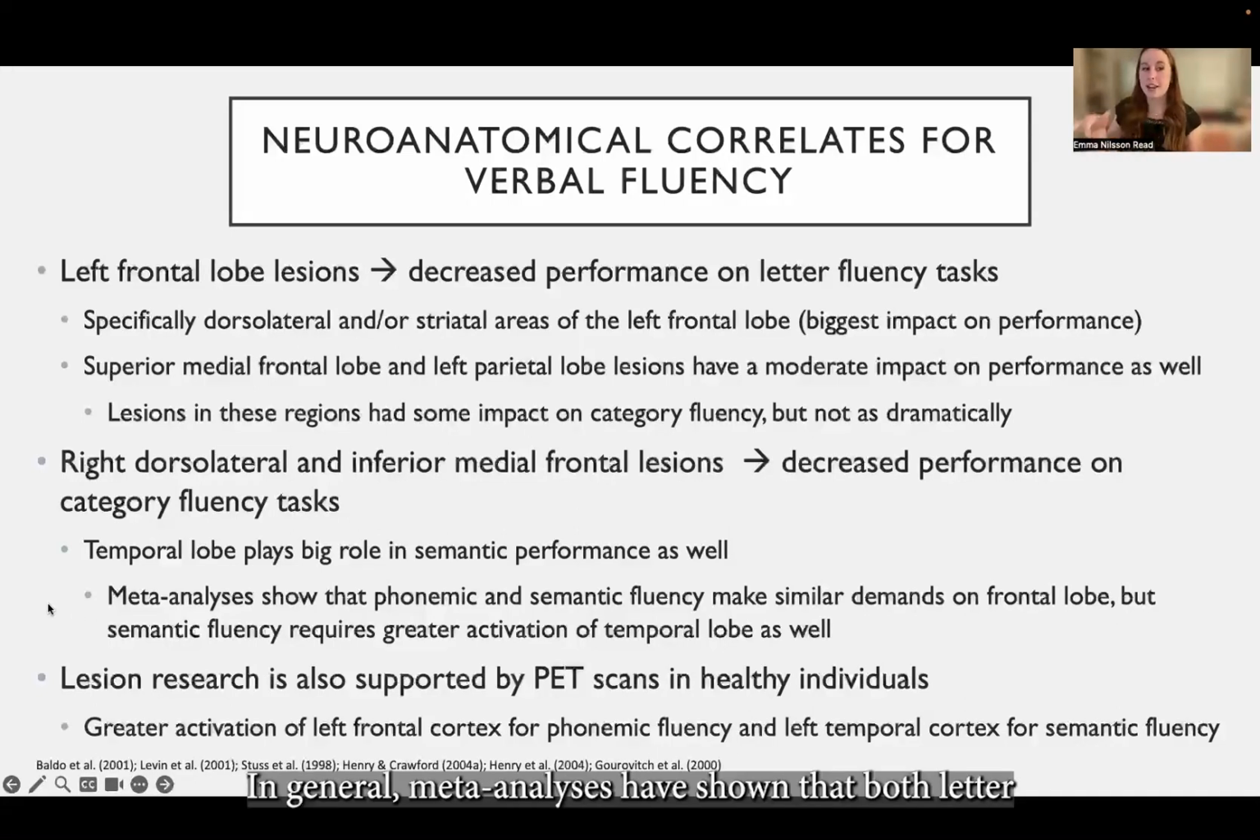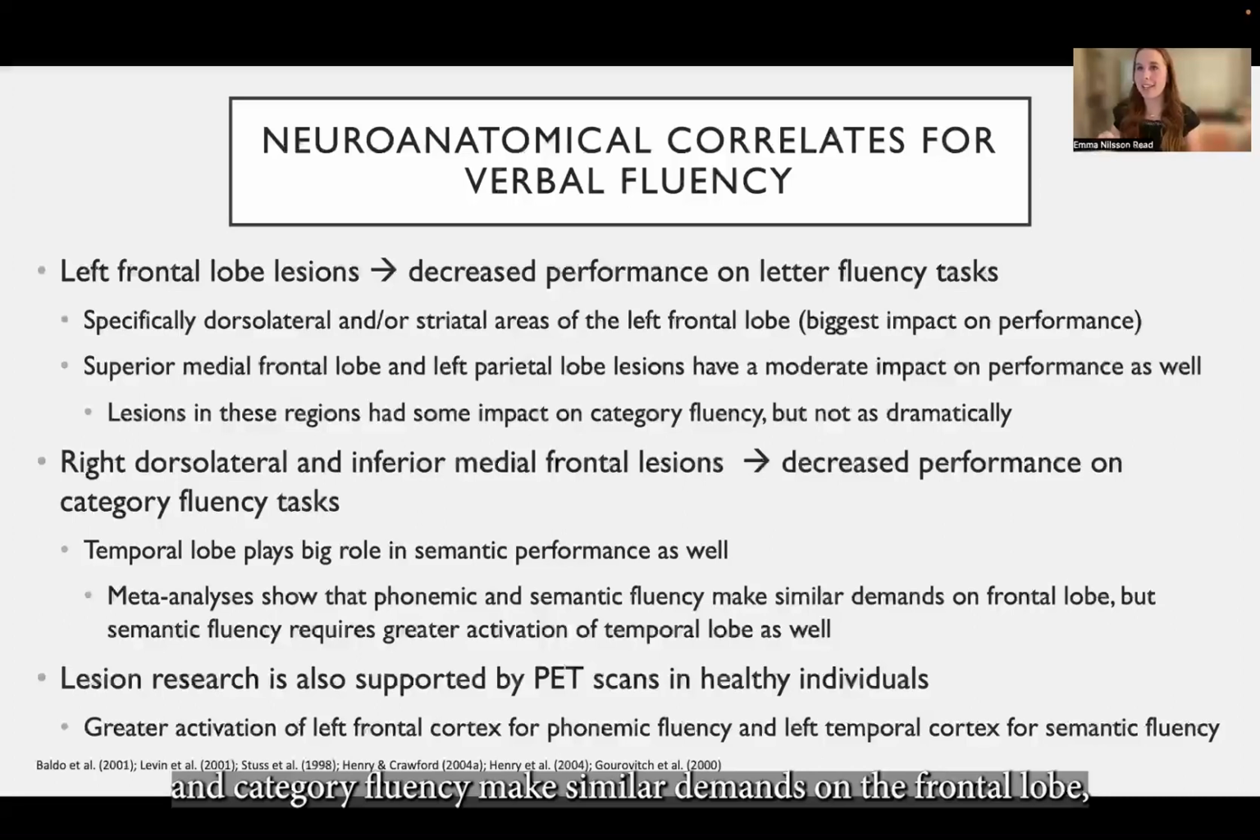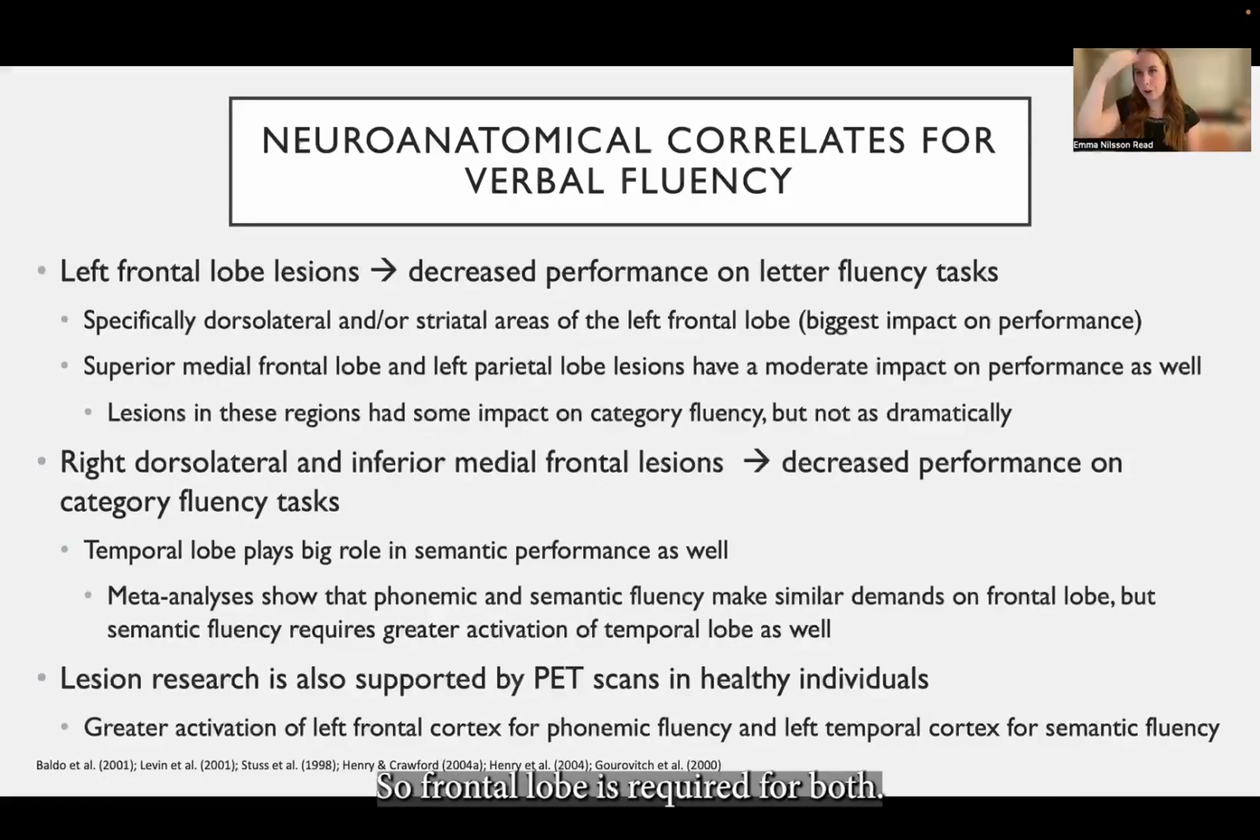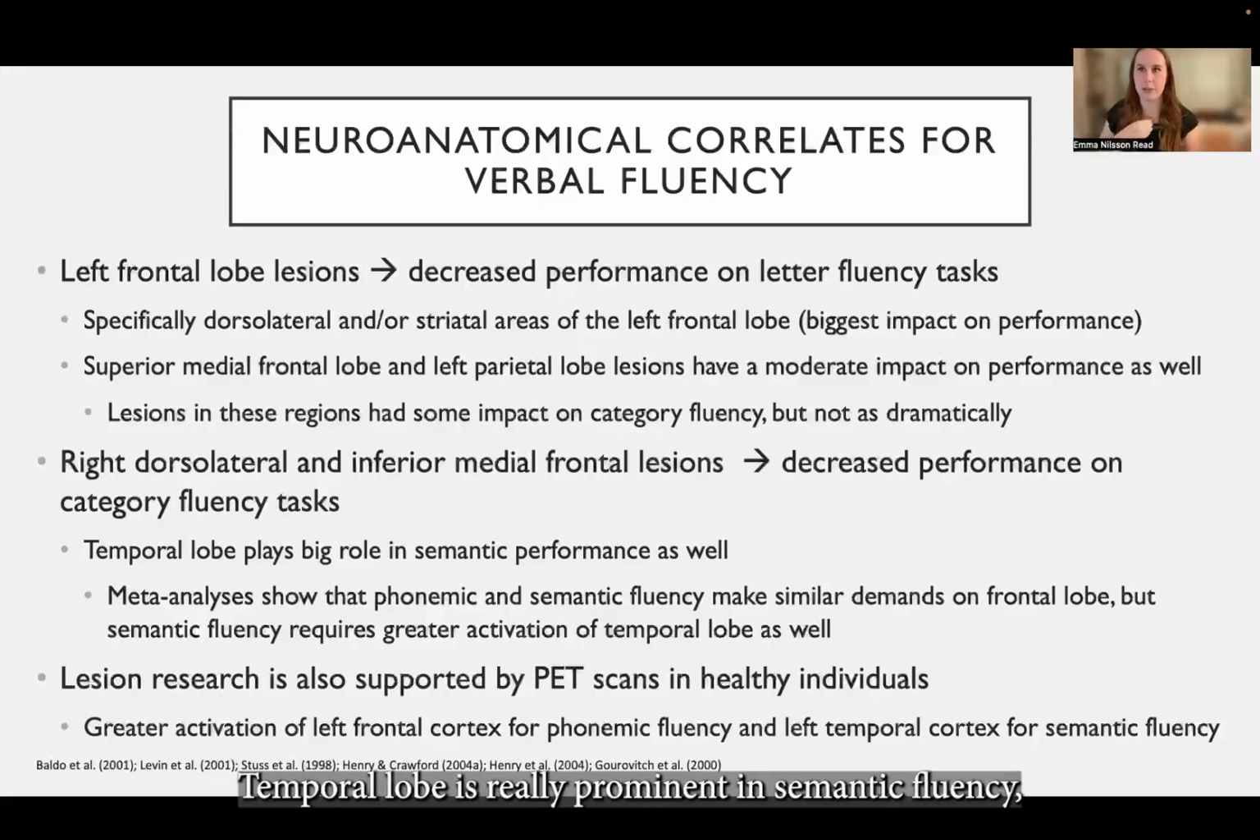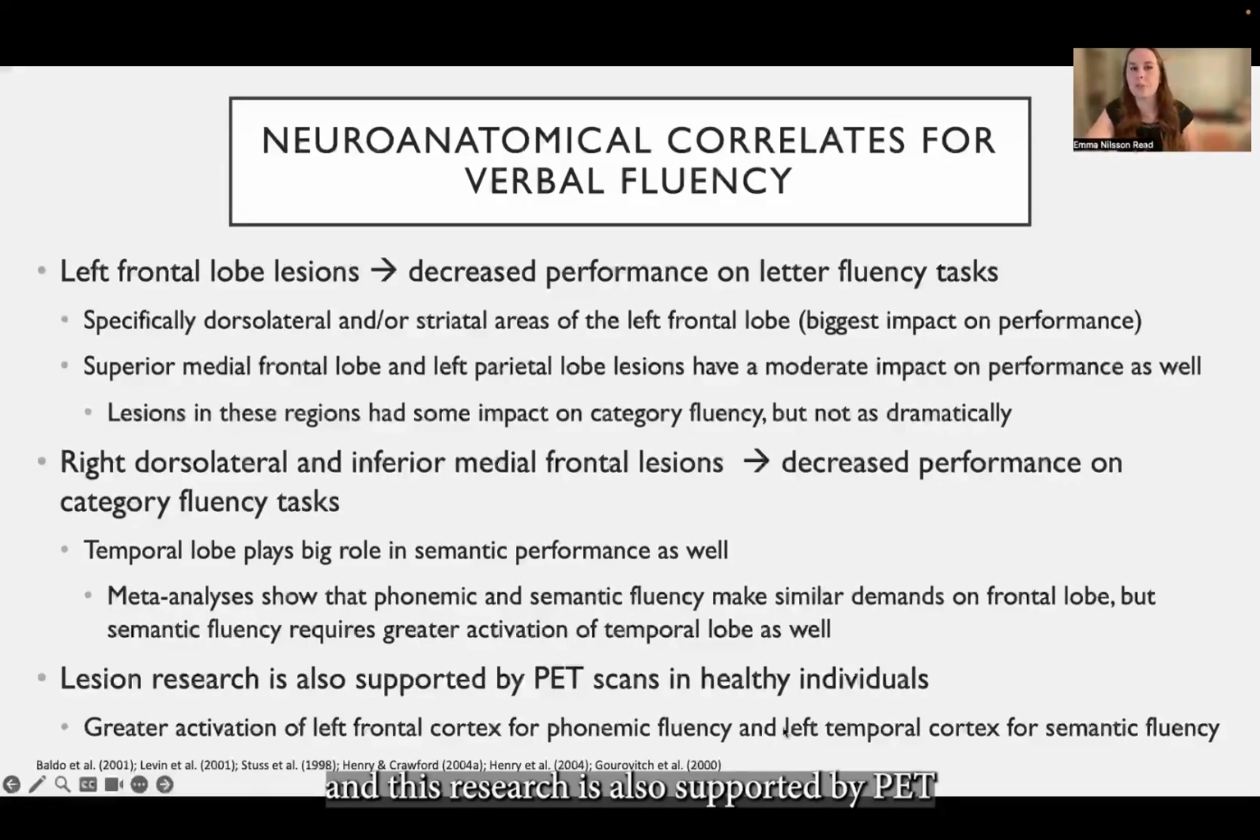In general, meta-analyses have shown that both letter and category fluency make similar demands on the frontal lobe, but that semantic fluency alone requires greater activation of your temporal lobe too. So frontal lobe is required for both. Temporal lobe is really prominent in semantic fluency. And this research is also supported by PET scans in healthy individuals.